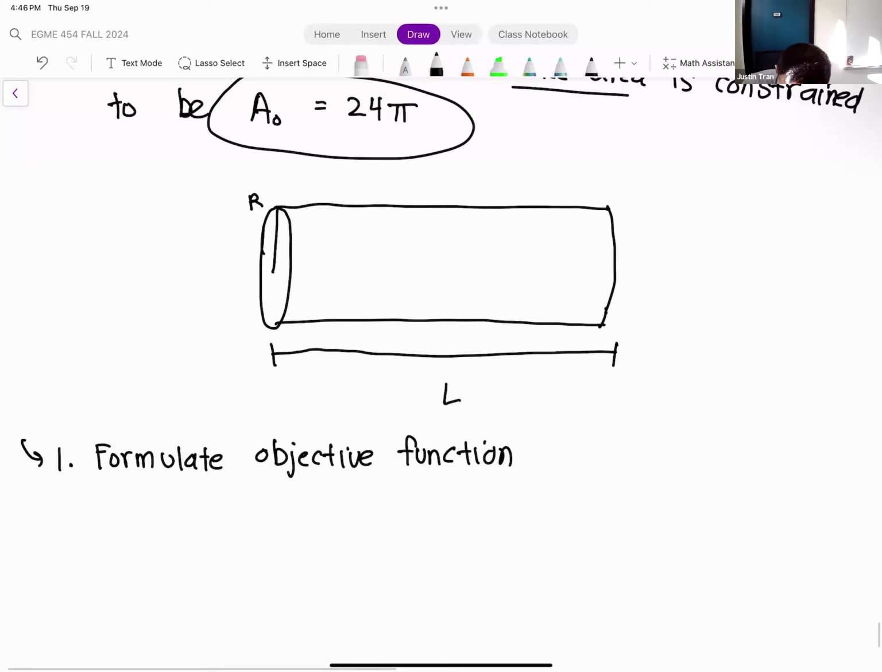Let's formulate our objective function and constraints. Sometimes plural. In this case, you only have one, but to be general, you might have more than one constraint. All right, so let's start with the objective function. Our objective in this optimization is to maximize the volume, right? And so that means our objective function should be the volume of the cylinder.